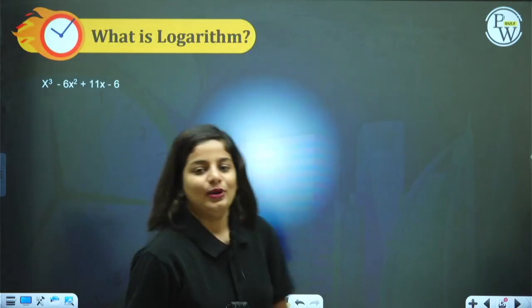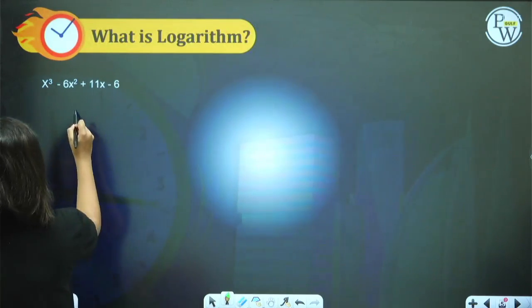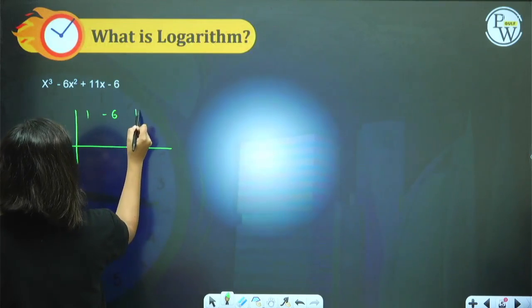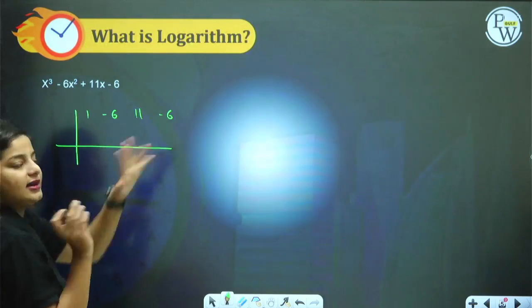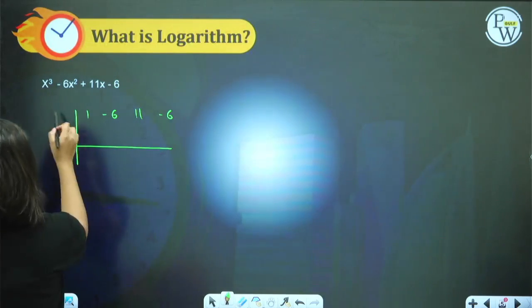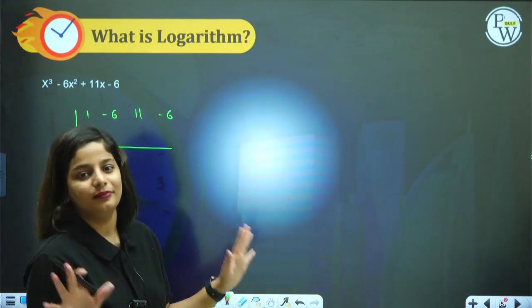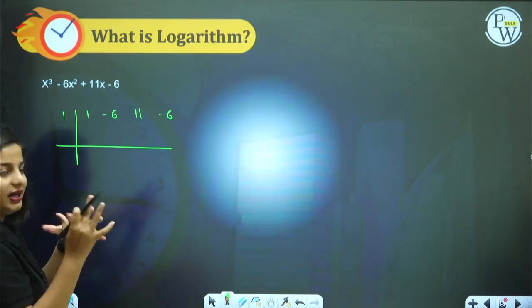This is another question. Let's try to factorize it. Guys, first step, writing down all the coefficients. 1, minus 6, 11, minus 6, right? Cube, square, 1 and 0, all in decreasing order. What number should we hit? Our usual. Let's try with 1. Maybe we can get the answer. I'm trying with 1. That's my hit.